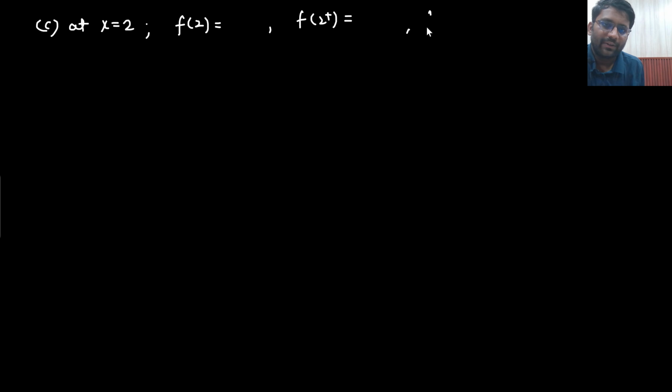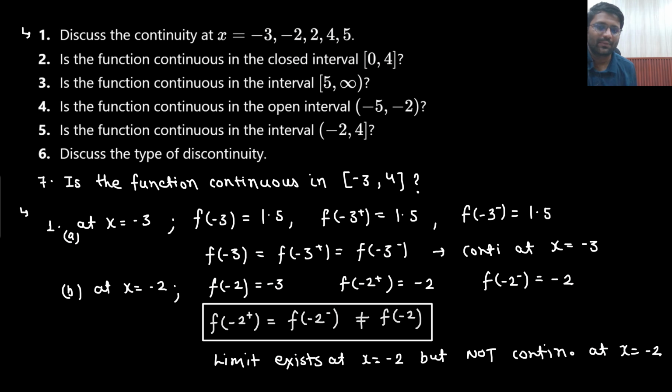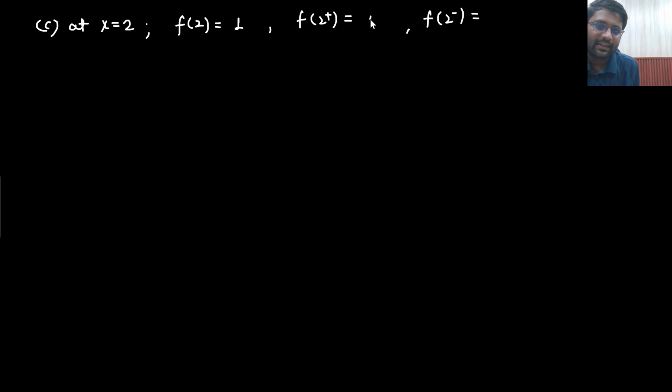And then you need to find out the value of f of 2 minus. And you can see that, sir, just before 2, just after 2, this is the value. So nearly all the values are equal to 1. That means here, sir, limit is existing, also the function is continuous. So directly I am writing down continuous. Okay. Continuous at x equals 2.